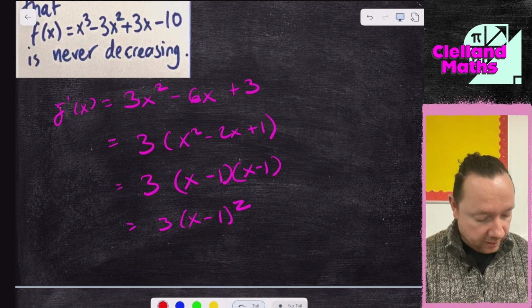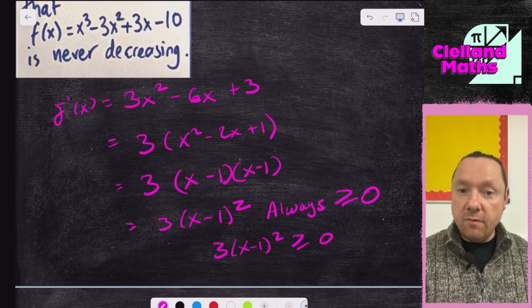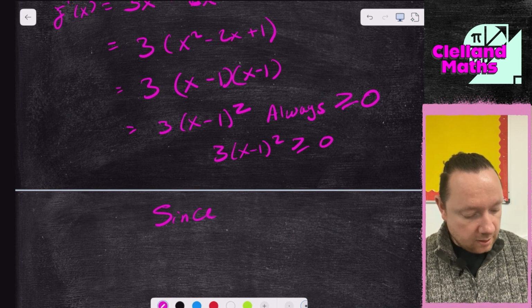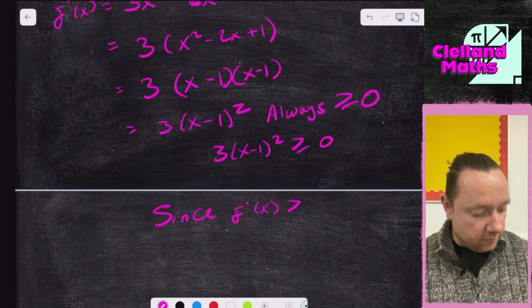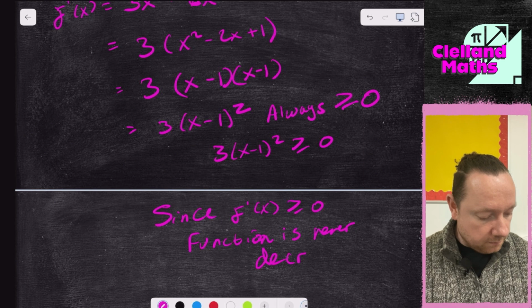So we can then say that that is always greater than or equal to 0. So in other words, 3x minus 1 squared is greater than or equal to 0. And therefore the function is never decreasing. So since f dash x is always greater than or equal to 0, the function is never decreasing.